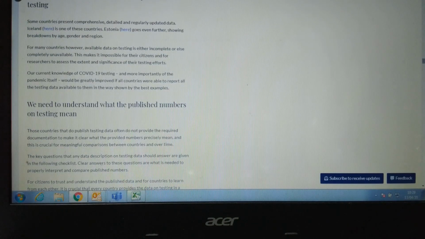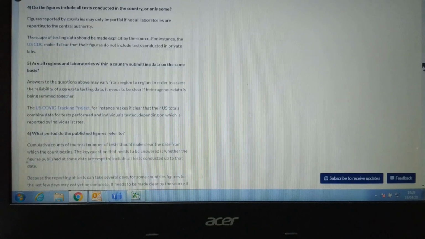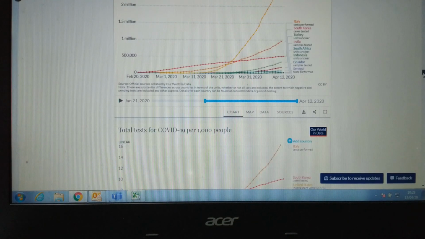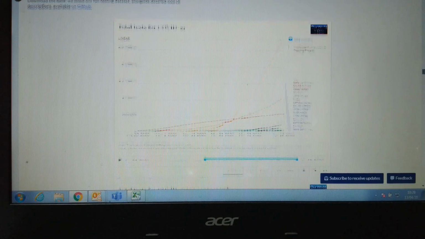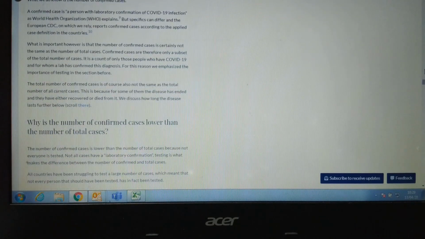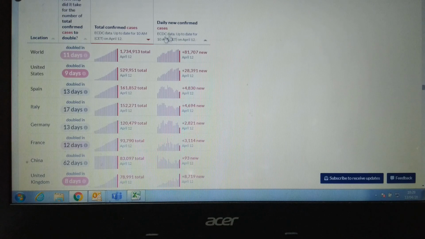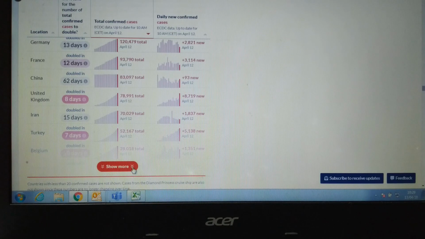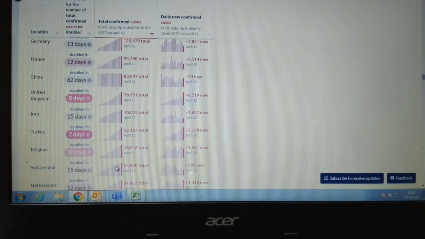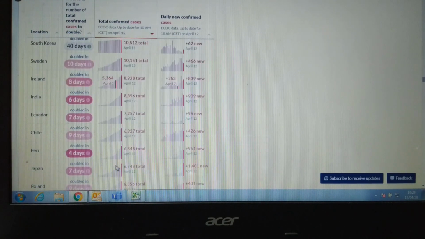Let's go for some confirmed cases. These are tests. I can skip that. Cases of confirmed cases. How are we looking at the confirmed cases? The confirmed case, if we look at USA, the whole world is doubling in 11 days. This is not death. This is just confirmed cases. United States, 9 days. And if we go for show more, we can see some curve from India also.